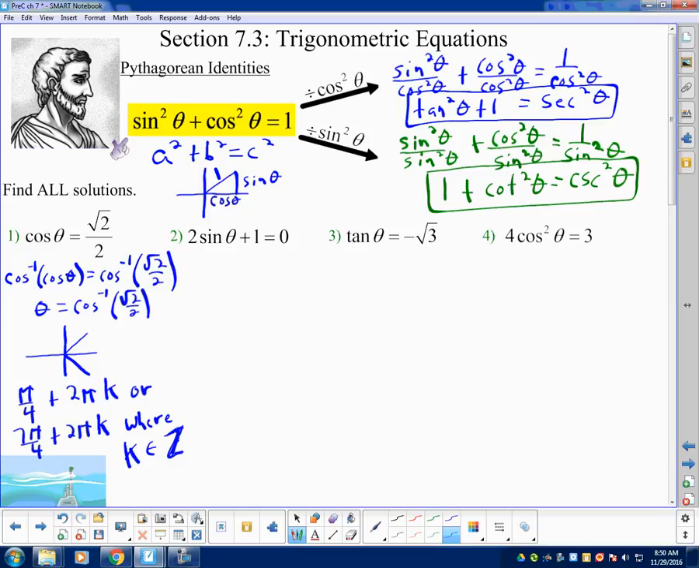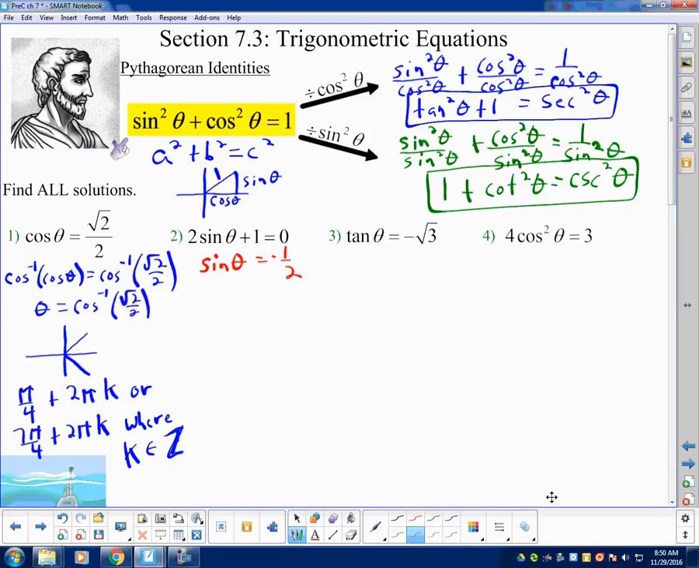All right, number 2. We got a couple steps here before we even isolate sine theta. We got to first subtract the 1 over, right? And then divide by 2. I guess I could probably do that all in one step. Sine of theta equals negative 1/2. And then I'm where I was on number 1.